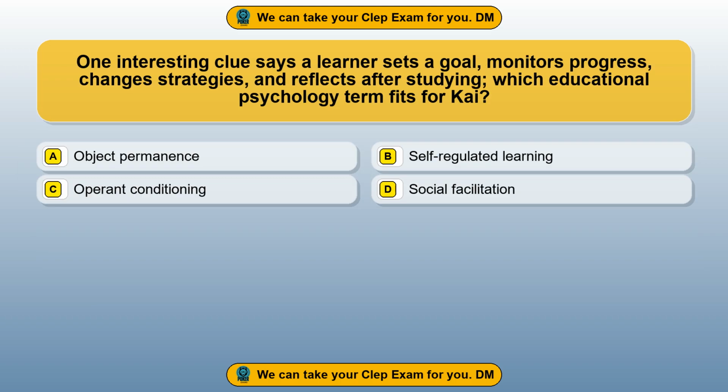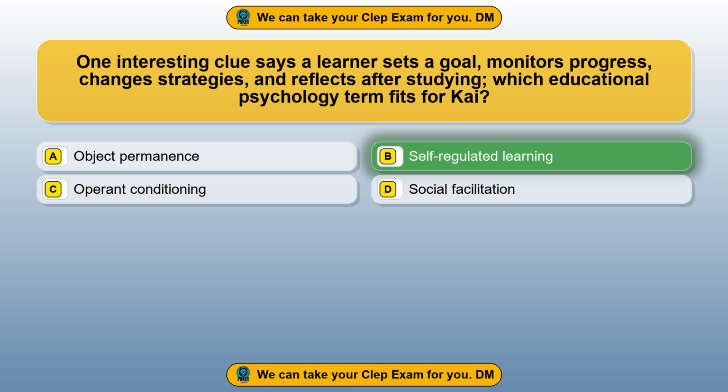Question 78. One interesting clue says a learner sets a goal, monitors progress, changes strategies, and reflects after studying. Which educational psychology term fits for Kai? Option A, object permanence. Option B, self-regulated learning. Option C, operant conditioning. Option D, social facilitation. The correct answer is option B, self-regulated learning.